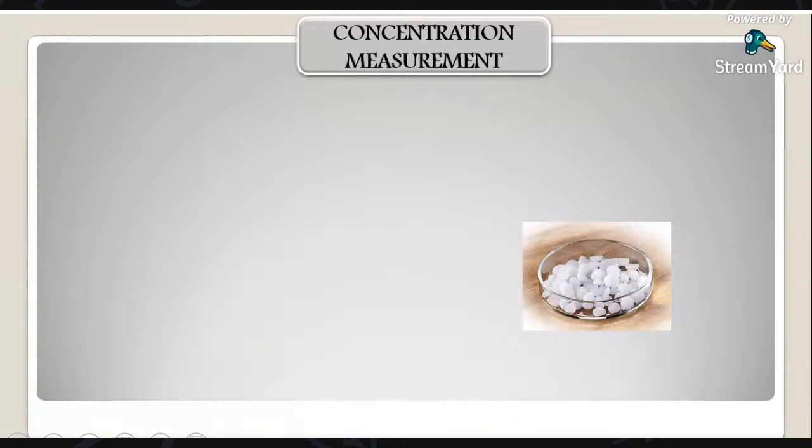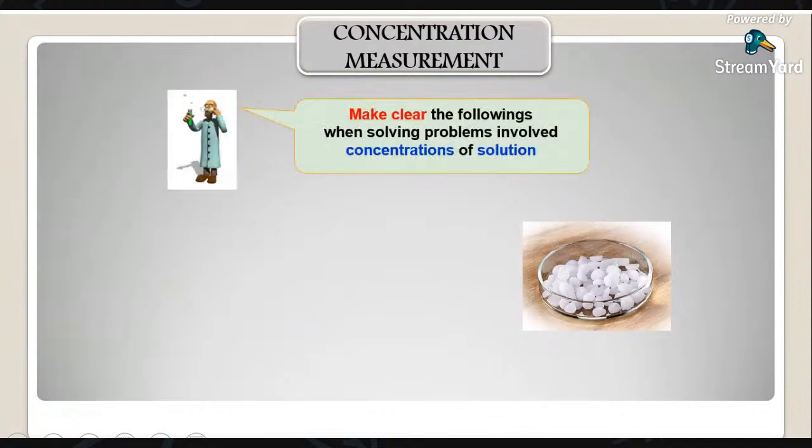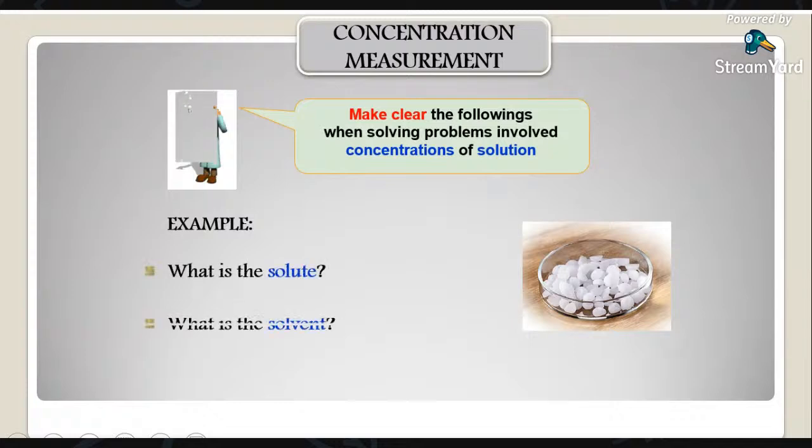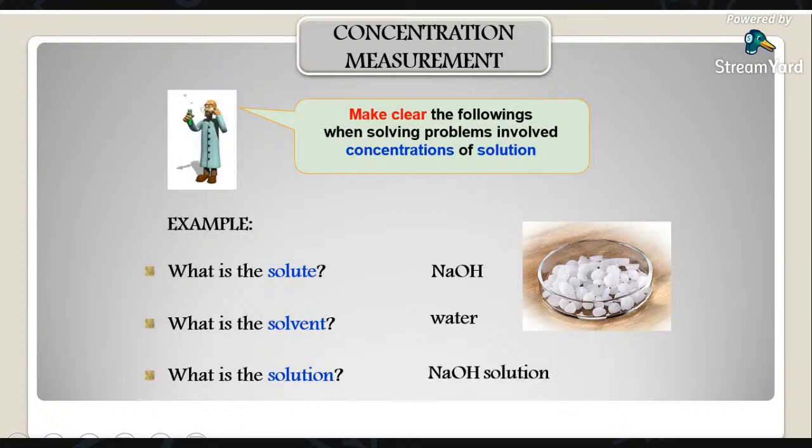Now let's look at concentration measurement. For concentration measurement, we have 5 formulas, and you have to memorize all the formulas in concentration. We have molarity, molality, percentage by mass, percentage by volume, and also mole fraction. So when you get a question on concentration measurement, what you should do first is identify from the question which one is the solid, which one is the solvent, and which one is the solution.